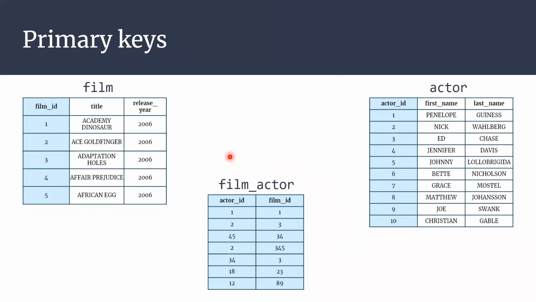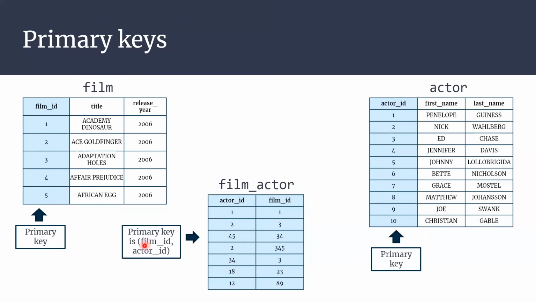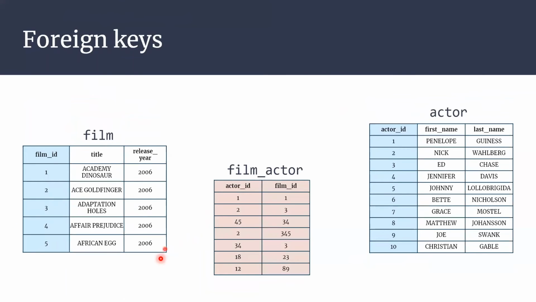Now let's quickly recap primary keys. The primary key for the film table is the film ID column. The primary key for the actor table is the actor ID column. And for the film actor table, the primary key is the combination of film ID and actor ID. Okay, that was primary keys. Now let's move on to something called foreign keys, right?